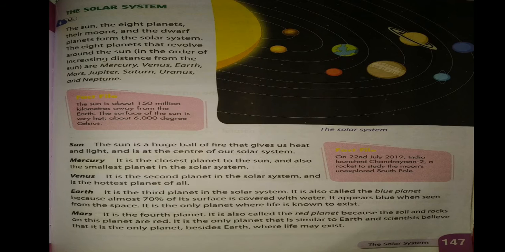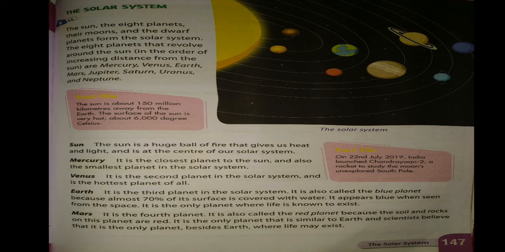See, the first topic is solar system. The Sun, 8 planets, their moons, and the dwarf planets form the solar system. The 8 planets that revolve around the Sun are Mercury, Venus, Earth, Mars, Jupiter, Saturn, Uranus, and Neptune.